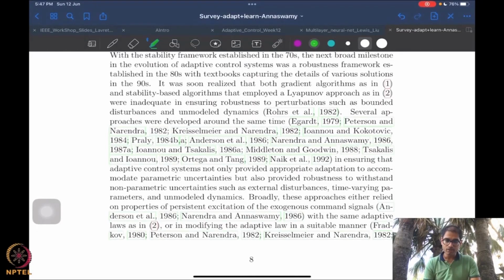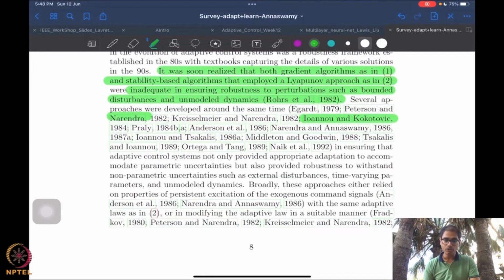One of the things that was evident was that both the gradient algorithm and the stability-based algorithm in the Lyapunov approach had robustness issues to perturbations such as bounded disturbance and unknown dynamics. This was figured out in the 80s itself. Therefore several approaches were developed to nullify this issue. We saw the sigma modification, which was due to Ioannou and Kokotovic, and the epsilon modification, which was due to Narendra. Basically, we wanted to ensure that these adaptive algorithms also provided robustness to withstand non-parametric uncertainties such as bounded external disturbances.